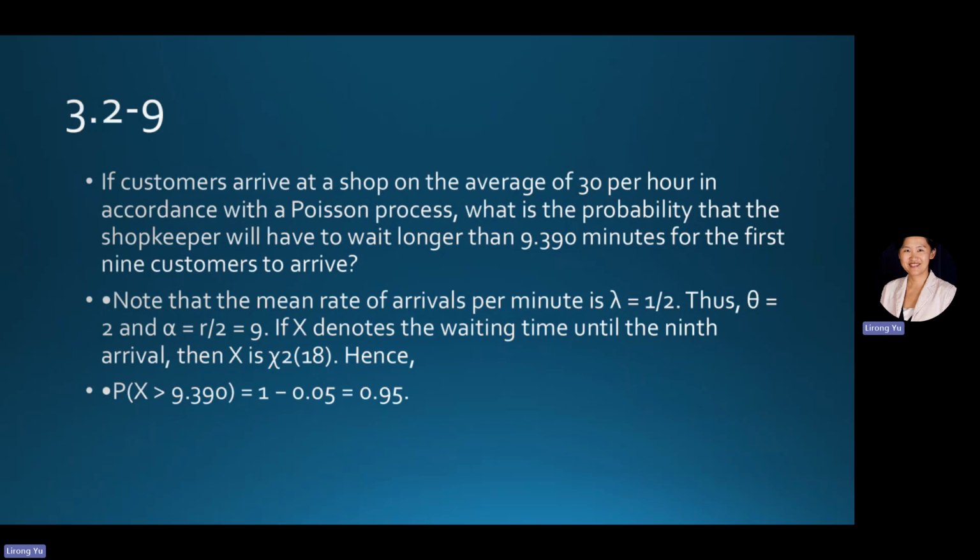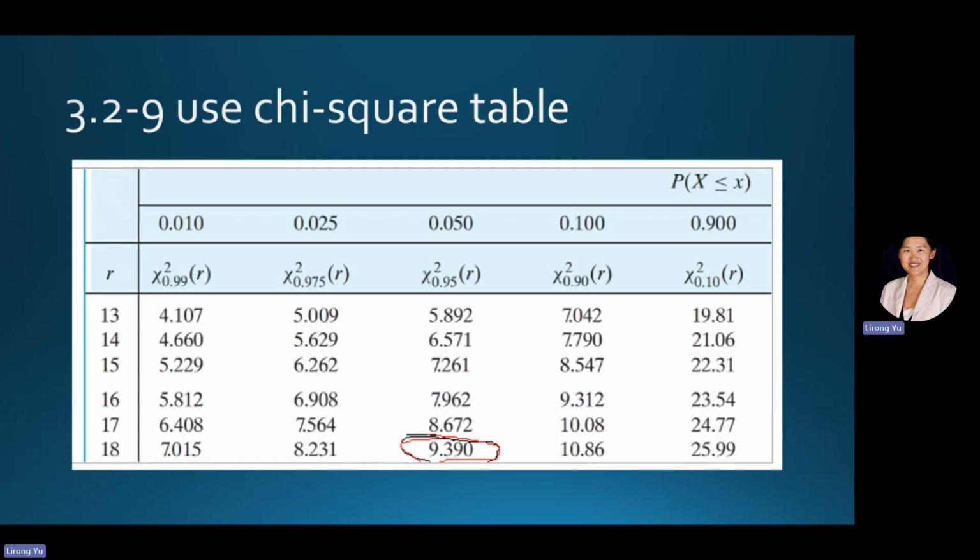Any question? Yes. Can you say again how you got the 0.05 and 0.95? It's from the table. We have degrees of freedom equal to 18, so you look at row 18, and we find exactly that number 9.39. Oh, I couldn't see it. Yeah. So then we see the chi-square 0.95, which indicates to the right of 9.39, the percentage is 0.95.